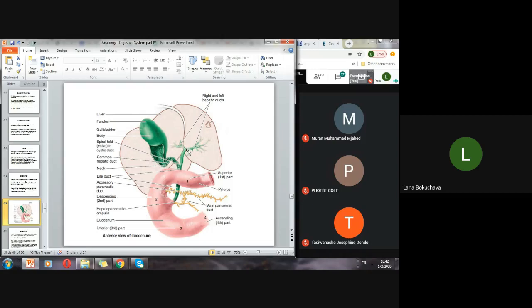Yes, what is right and what is left? Because the right one will be the one which is draining the right side, or right lobe, or right part of the liver. In the case of the left one, it is the one which will be draining the respective lobe and the part of the liver.